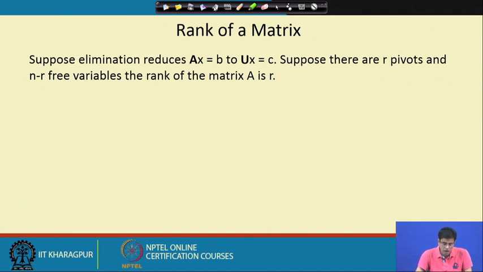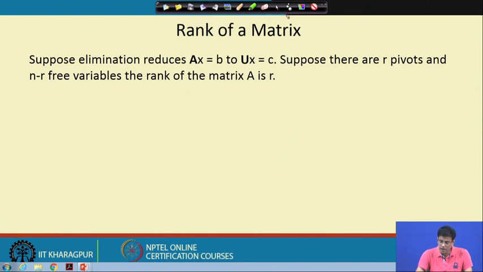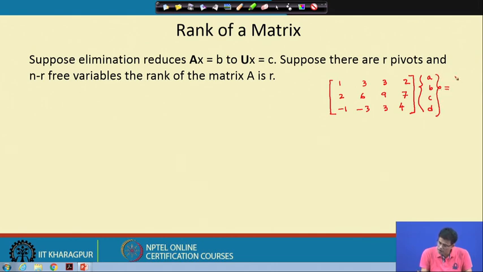Essentially what I mean by this, we will see through an example. Let us consider a simple example with a matrix. Suppose I want to solve this equation: 1 3 3 2, then 2 6 9 7, minus 1 minus 3 3 and 4, and I have 4 unknowns, say a, b, c, d, and I have the right hand side also, which is 1 5 5 5.